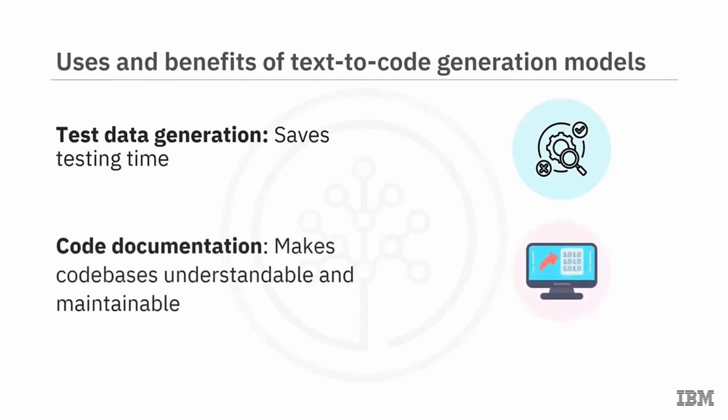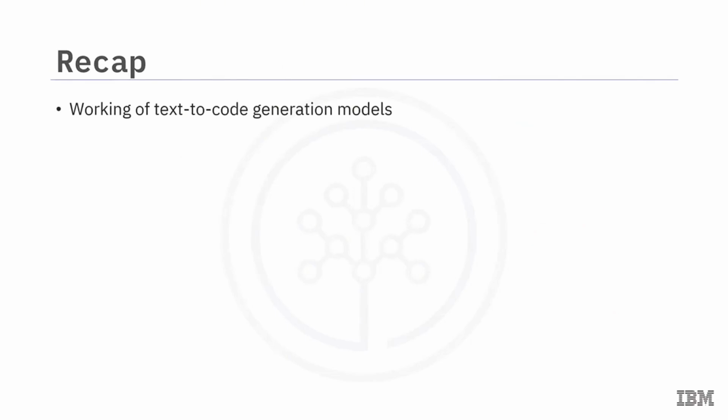Finally, text-to-code models can automatically generate code documentation by generating comments, function descriptions, and documentation based on code functionality, making code bases more understandable and maintainable. In this video, you explored the various text-to-code generation models and learned how they work.